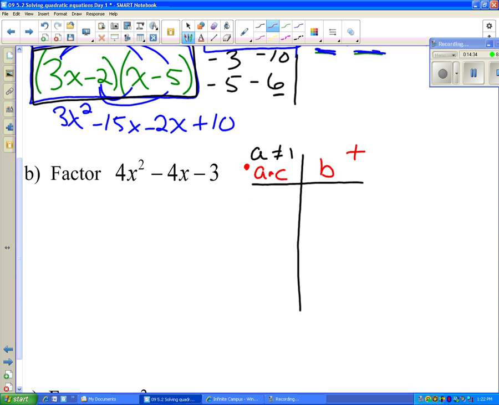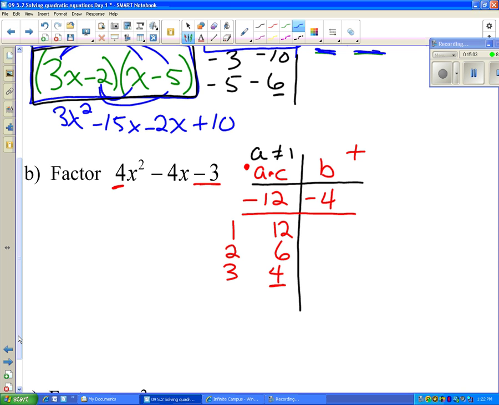A times C is 4 times negative 3, which is negative 12. My B is still a negative 4. Because this is my A and this is my C. Well, what multiplies to be negative 12? Well, that's 1 and 12, and I'll worry about the negative in a little bit. 2 times 6, 3 times 4. 5 does not work. Well, 3 times 4 and then 4 times 3, that's a repetition. So I don't have to move on, because those are all my factors.